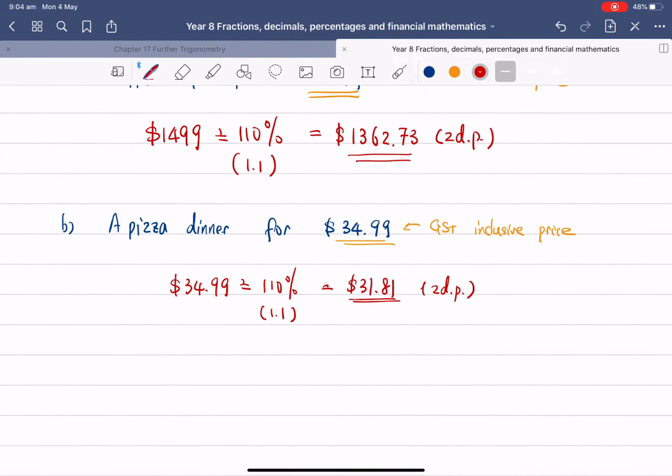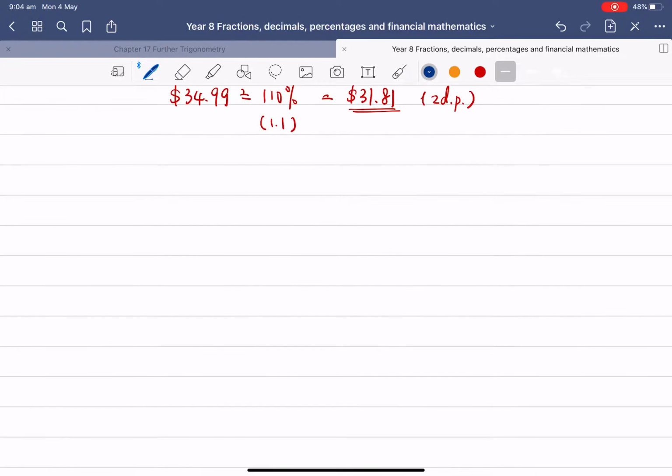All right, so the next example I'd like to show you is how we find the actual GST. So find the GST charged. The first one would be a TV that costs $2,350. Okay, so that's the cost of the TV. Now I want to work out what is the GST charged.